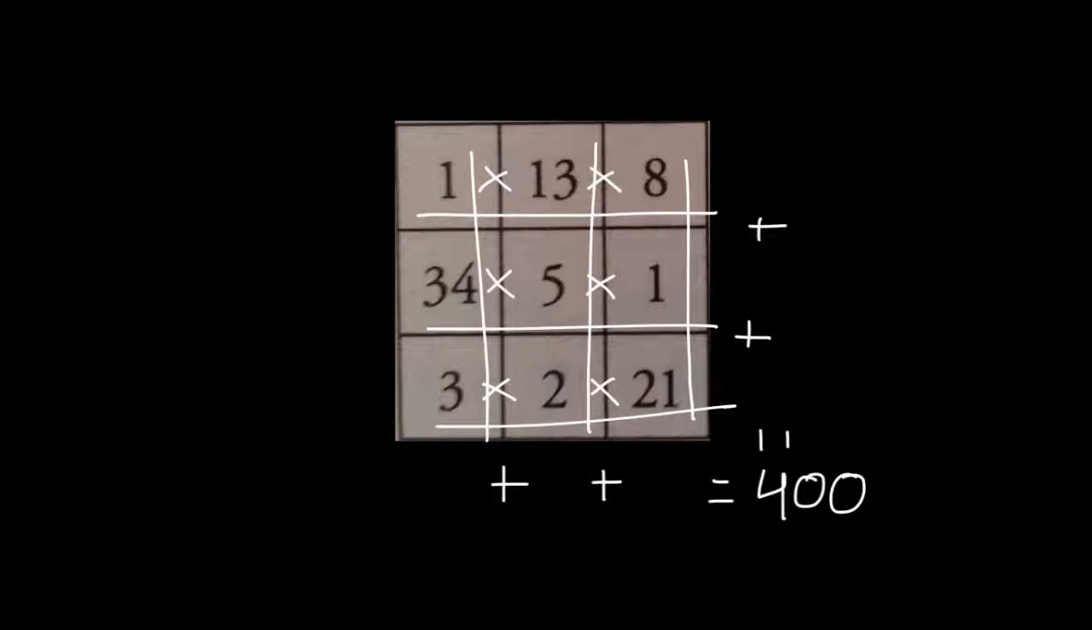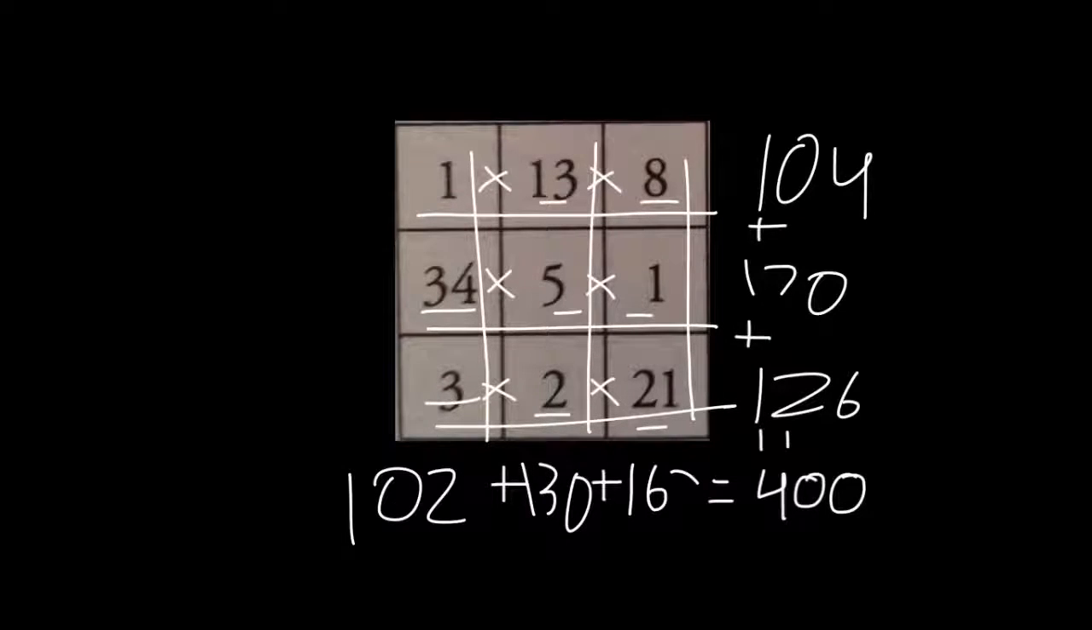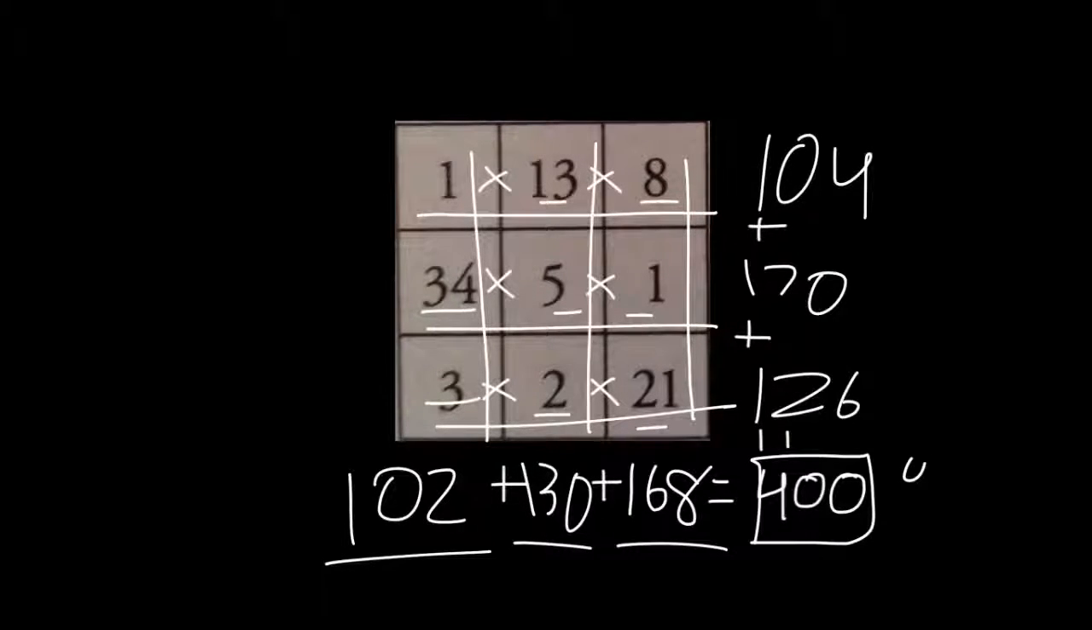So 13 times 8 is just 104. 34 times 5 is 170. And 3 times 2 times 21 is just 6 times 21, which is just 126. So 104 plus 170 plus 126 equals 400. And then if you take 34 times 3, then you would get 102. Sorry, I have to multiply this in my head. Then after that, if you do 5 times 2 times 13, you get 130. Then if you do 21 times 1 times 8, you get 168. And so 102 plus 130 plus 168 does indeed equal 400.